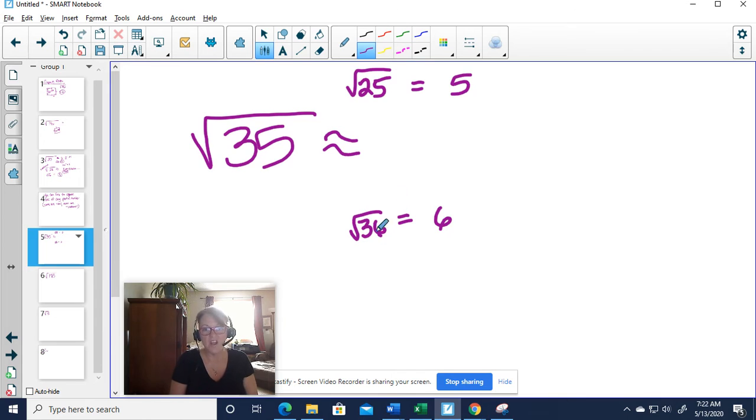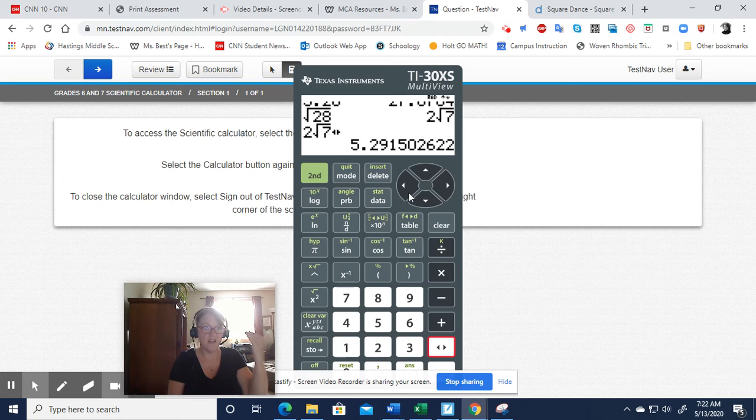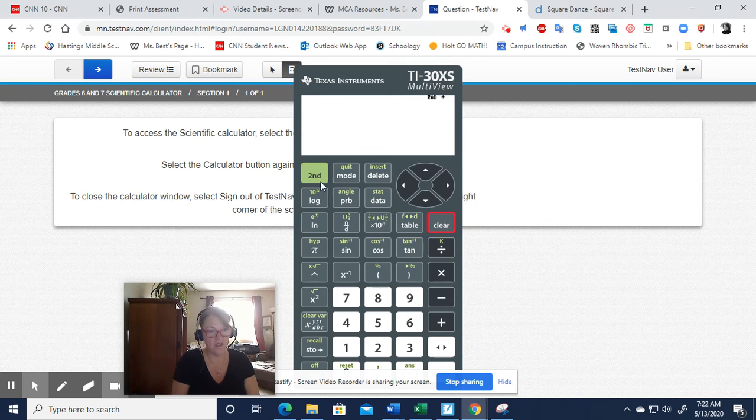This one, though, is really close to this. So I'm guessing it's going to be about 5.9. Let's grab your calculator. I want you to always have that thought in your head, though. Okay? It's going to be close to 6, but not quite. The square root of 35 equals.